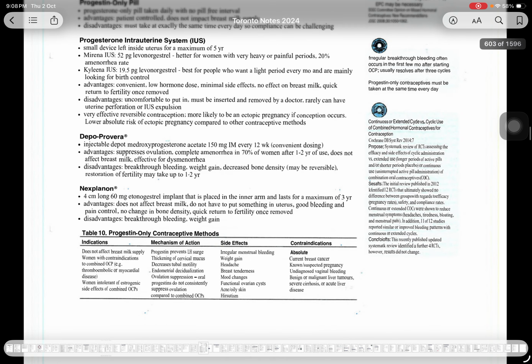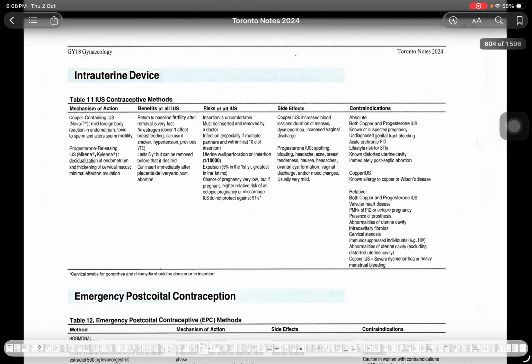Okay, continuous or extended versus cyclical use of COCPs for contraception. The conclusion is that a recently published updated systematic review identified four further RCTs, however the result did not change. Okay, nothing significant on that. Now coming to IUDs, intrauterine devices. There are two different intrauterine contraceptive methods that we discussed: the copper IUD and the hormonal ones.